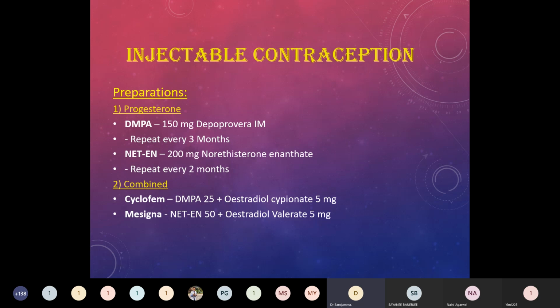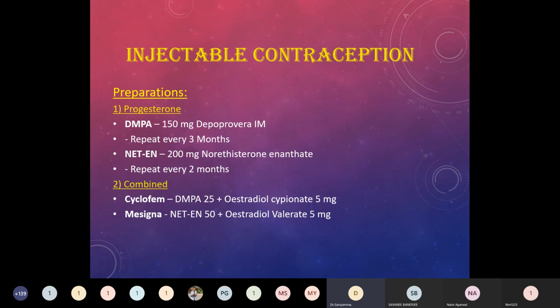methods. So coming to injectable preparations, we have progesterone only injections and combined preparations. Commonly available and used is depomedroxyprogesterone acetate, 150 milligram, that is Depo-Provera, available as an IM preparation, repeated every 3 months, and norethisterone enanthate, that is available as a 200 milligram preparation. It has to be repeated every 2 months.